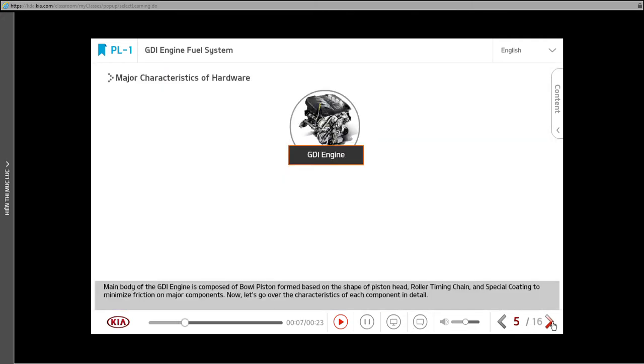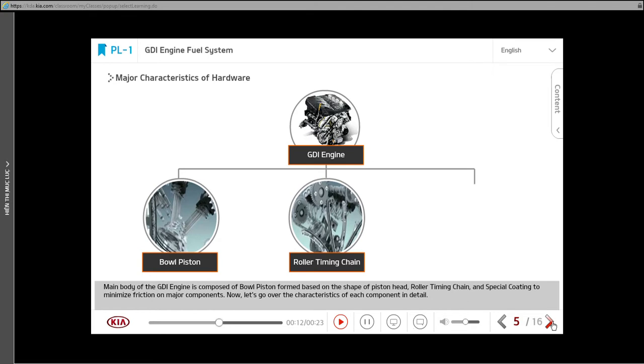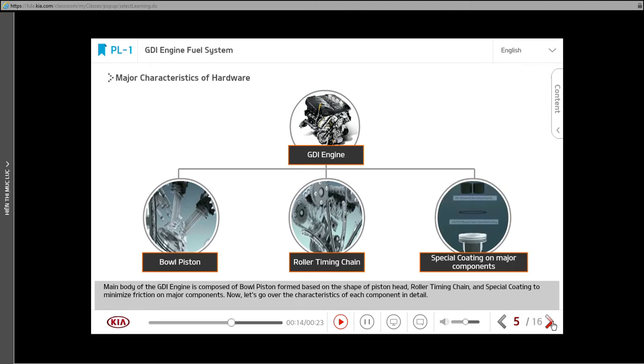main body of the GDI engine is composed of ball piston form based on the shape of piston head, roller timing chain, and special coating to minimize friction on major components. Now, let's go over the characteristics of each component in detail.